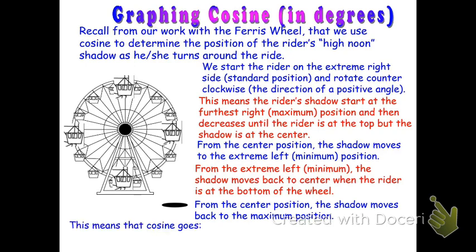This means that cosine, when we graph it, is going to start at maximum, go to center, to minimum, to center, and back to max. So a cosine graph goes max, center, min, center, and then back to max.